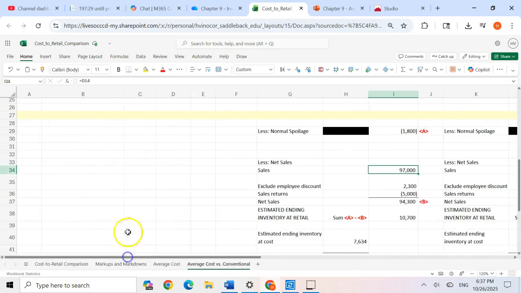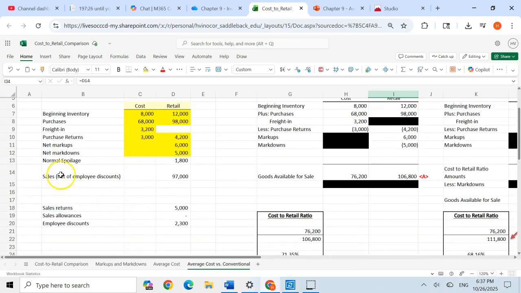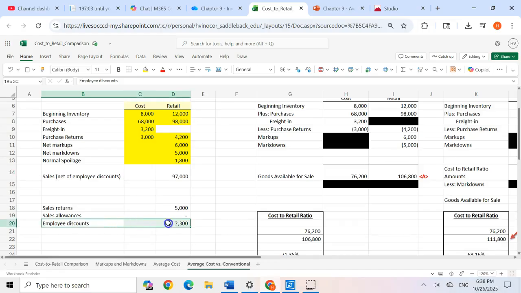In this example, we're given several different points. First, we're saying we've taken care of the normal spoilage. First, we're given sales, and it says net of employee discounts, meaning that our sales have been lowered by employee discounts. Employee discounts are not factored into the ending inventory. We are told that employee discounts is $2,300. So which means that really our sales are 99,300.